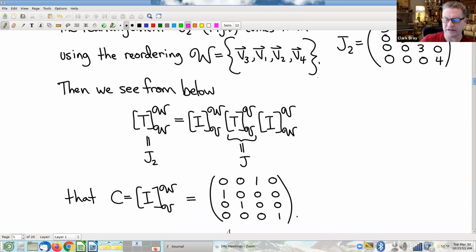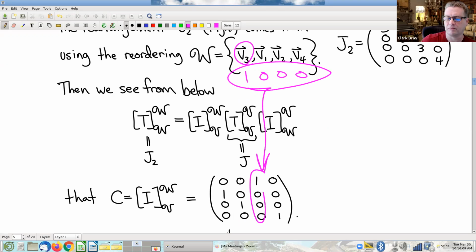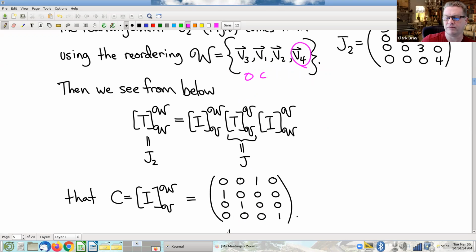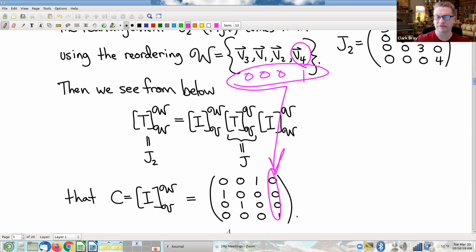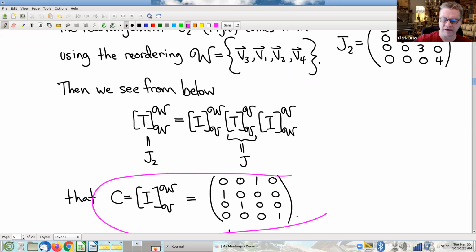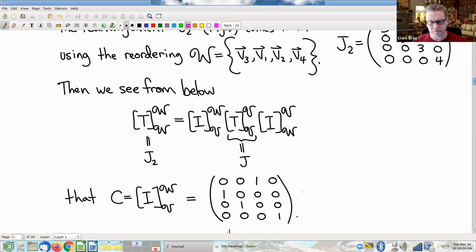Likewise, V2, there it is. So I'm going to get 0, 0, 1, 0. And then likewise, V3, there it is. So V3 is this linear combination of those vectors. And V4, there it is. V4 is this linear combination of those vectors. And there's my change of basis matrix. So ultimately a kind of straightforward process here.